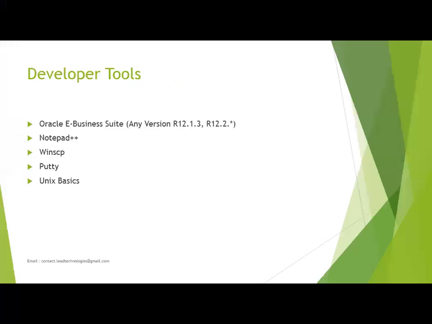Okay, so as a developer, what are the tools you require? The first thing is you should have an eBusiness Suite instance, and also try to have the Notepad++ utility, and you require WinSCP, PuTTY, and even a basic set of Unix commands, like creation of a directory, creating a file, removing a file, changing directories, and changing permissions. You require these Unix basics to work on this particular AOL migration.